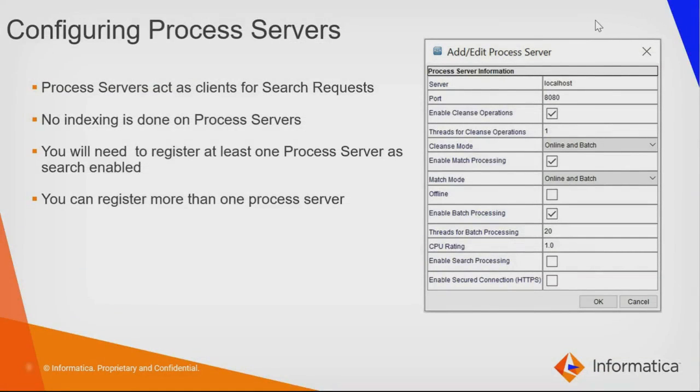Next is configuring process servers. In the ORS, we need to make sure we have at least one process server with batch processing enabled, because that is specifically needed when we have the searchable configuration. This process server is going to act as a client for all the search requests and will redirect them to the Elasticsearch server. Whatever indexing we execute will happen on the Elasticsearch side, not on the process server side. If you want to register more than one process server, that also we can do. That's not a problem.